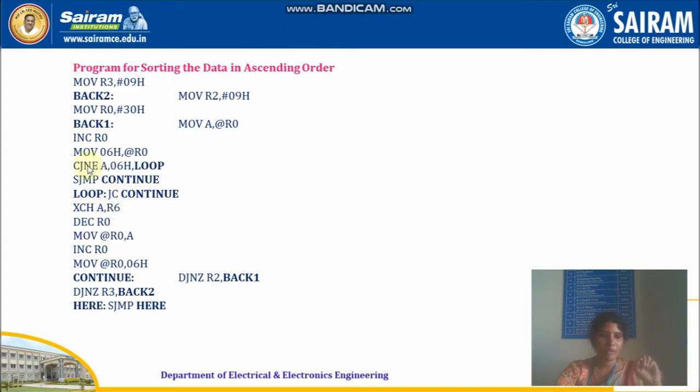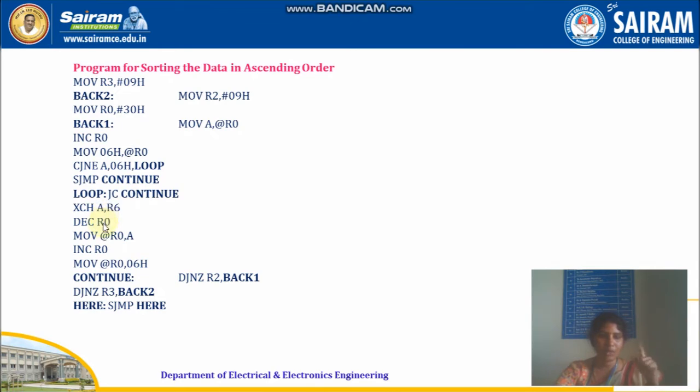Therefore, if both the contents are not equal, it goes to the branch loop to check whether A is greater or R6 content is greater. So it will check JC, continue: if you get a carry, then the accumulator should have the highest number and R6 should have the lowest number. So you are exchanging the bytes of data between the content of the accumulator and R6.